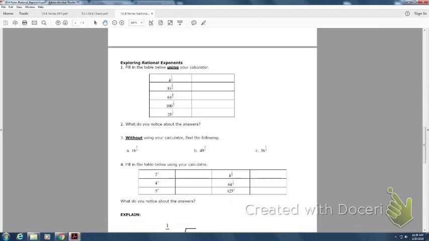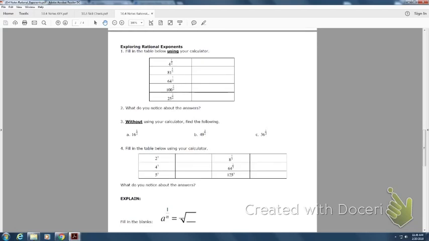Let's go to the next page here. So looking at this top table, I'm going to have a few of you put these into your calculator. McKenna Wallace, will you put 4 to the 1/2? Joey, will you do 81? Lily, will you do 64? Sierra, will you do 100? And Jackson, will you do 25?